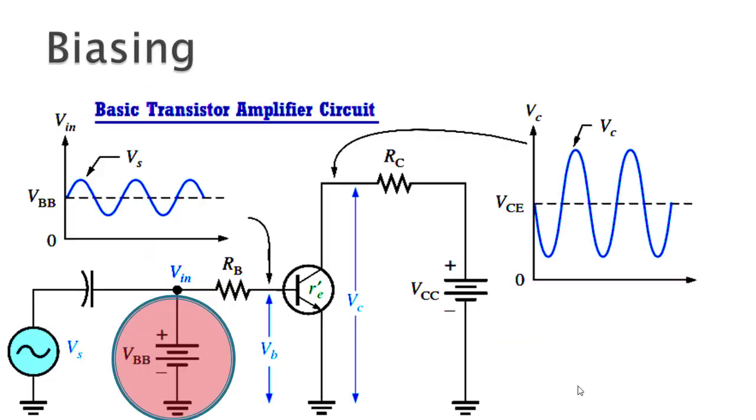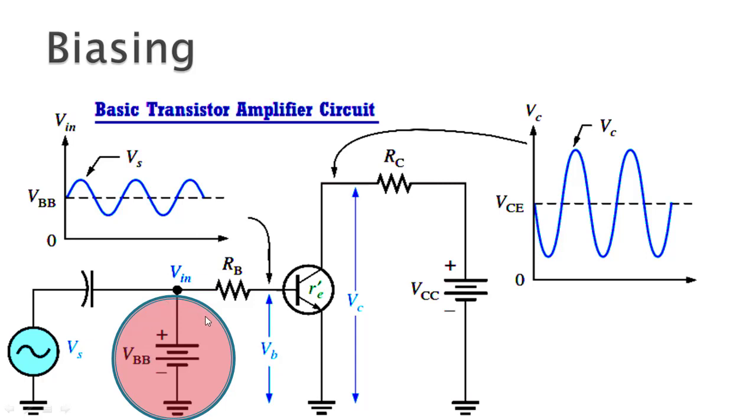So in biasing, what we are going to do is apply a DC voltage on the input side, so that the input voltage is biased like this. So the positive is positive, and the negative is also positive. Similarly, on the output side, the positive cycle is positive and the negative side is also positive. So the unwanted DC can be removed by simply connecting a capacitor.